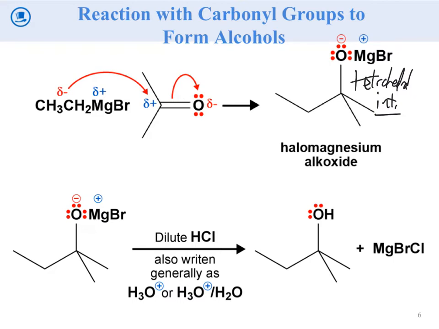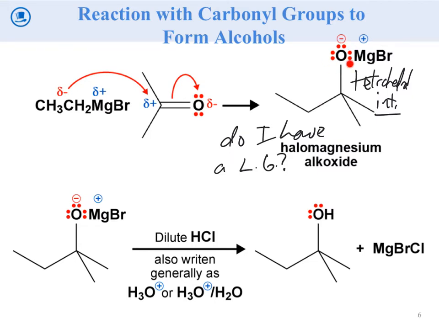Once you make the tetrahedral intermediate, you always ask yourself this question: do I have a leaving group? Do you have any good leaving groups? You have a carbon and a carbon. Are carbons good leaving groups? Is C minus very stable? I think we just covered that. No. So now we have this alkoxide.